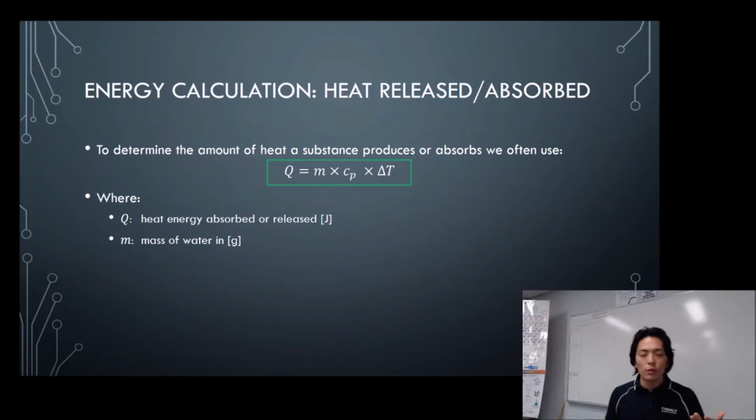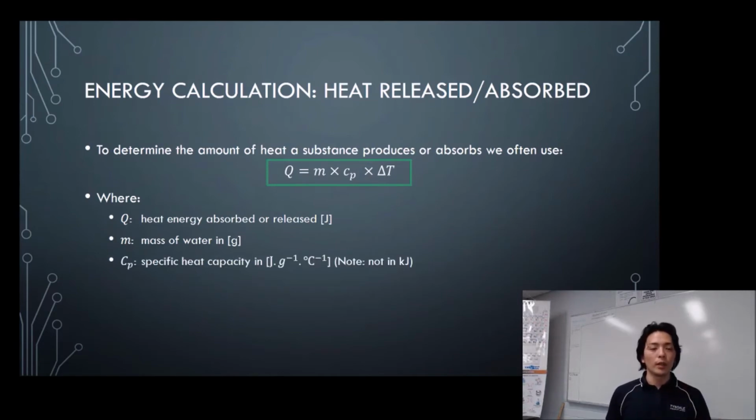So continuing on with the calorimeter that we were talking about before, we are still dealing with the mass of water, and that's the reagent that absorbs or releases heat. Cp is the specific heat capacity of water. Unit is in joules per gram per degree Celsius. It's not in kilojoules, it's in joules. That's another thing that you need to be careful of. That's probably why you get Q in joules.